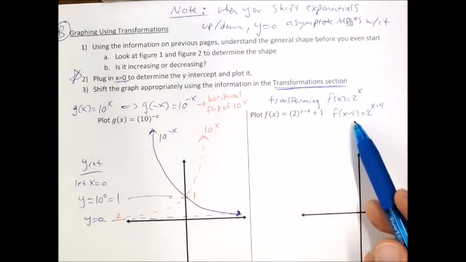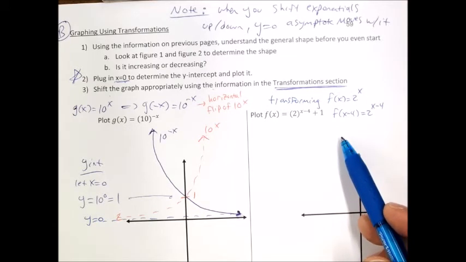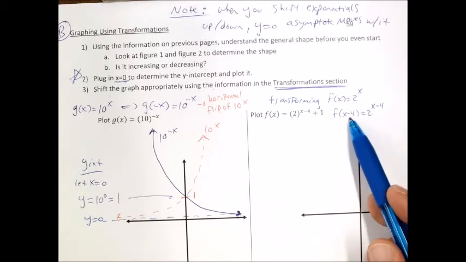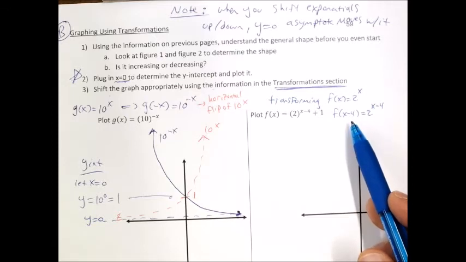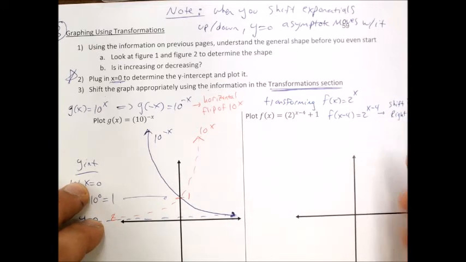This is very relevant for today's quiz. It's a horizontal what? It's a shift, because we're subtracting 4, right? We're doing f of x minus 4, so it's a horizontal shift which way? To the right, yeah. So this is going to shift 2 to the x to the right 4.